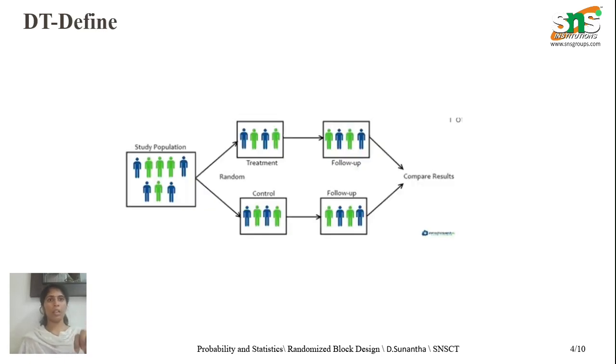Next is the define part, in which randomized block design is an experimental design in which experimental units are grouped into homogeneous blocks. Treatments are randomly assigned within each block. The key idea is that blocking removes variability due to the nuisance factor.